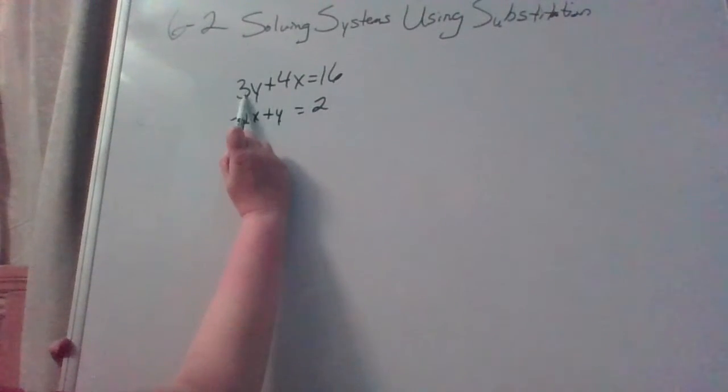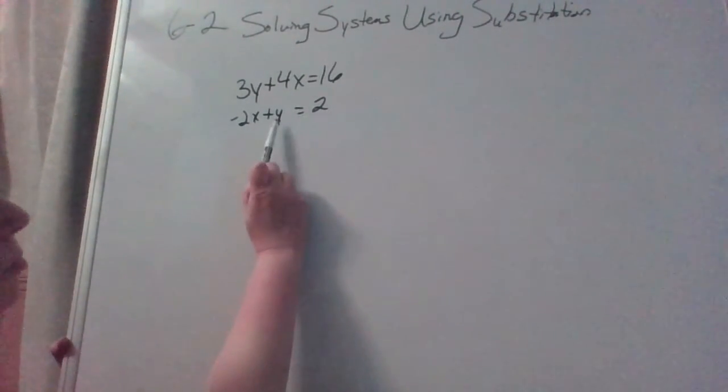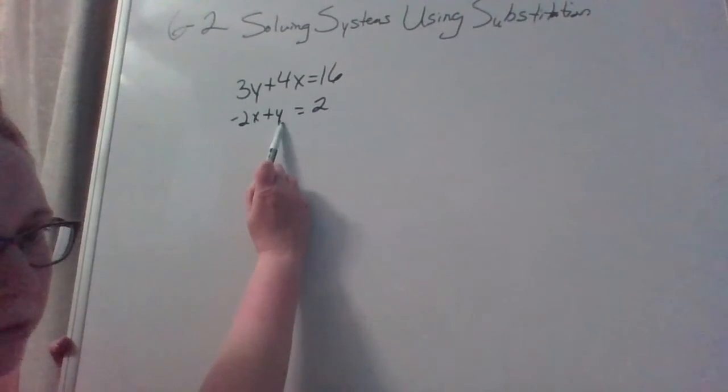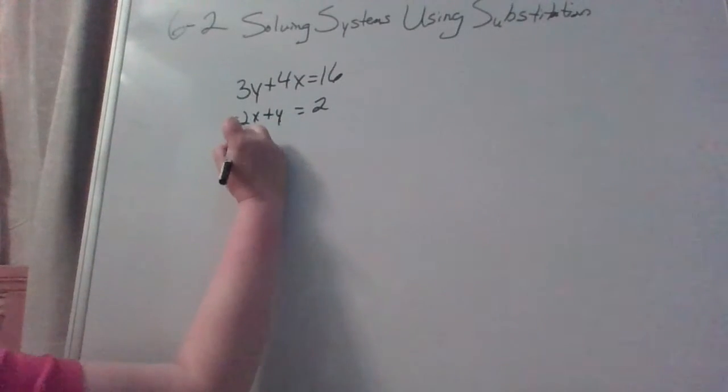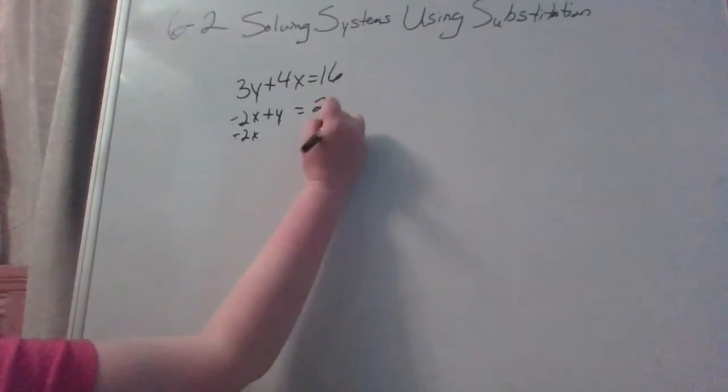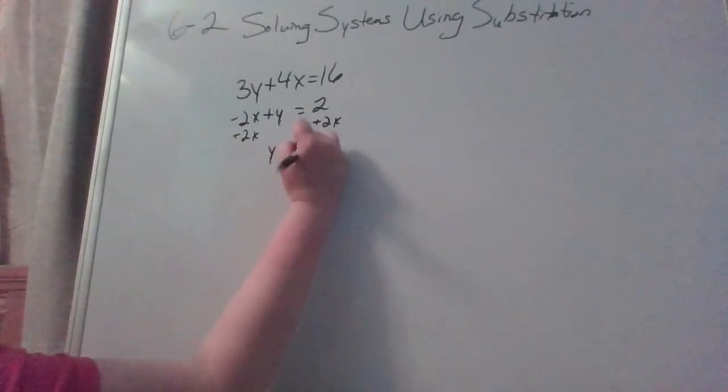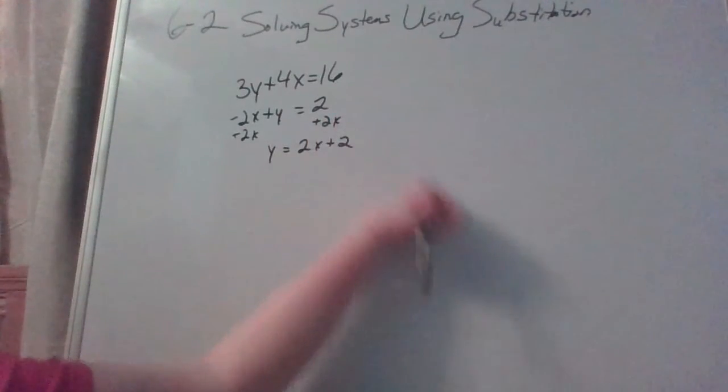So these both have coefficients. This has a coefficient, but this does not. So I would solve for this y by adding 2x to both sides. I get y equals 2x plus 2.